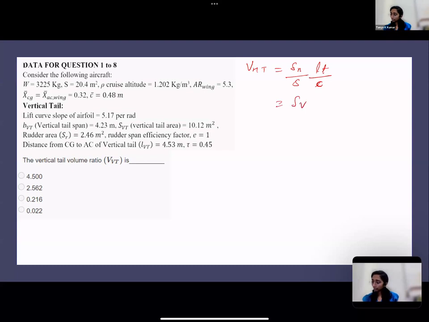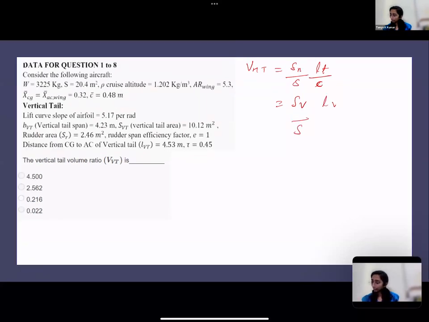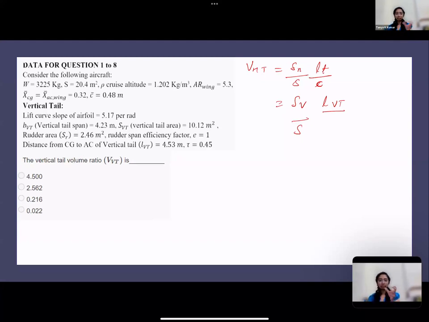You have S vertical tail. This was S horizontal tail, area of the horizontal tail, okay? Upon S of the wing. Here LT, or the moment arm of the vertical tail, LVT. And here the reference parameter is the span because it's a vertical tail. Otherwise for the horizontal tail you had the chord. Here you have span, you have b. Now you have all of these quantities, I think, right? So SVT you have, yes, S you have, LVT is given to you, and b we just found, b of the wing. So let's just substitute all of these parameters. This is 10.12, S is 20.4, LVT is 4.53, b was 10.4. Let's try solving this. Can you tell me how much this is?